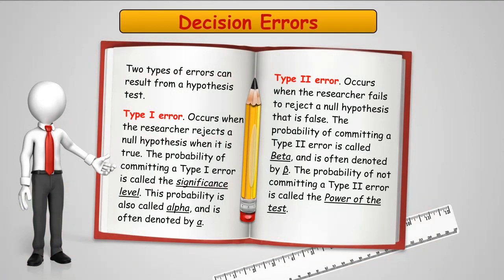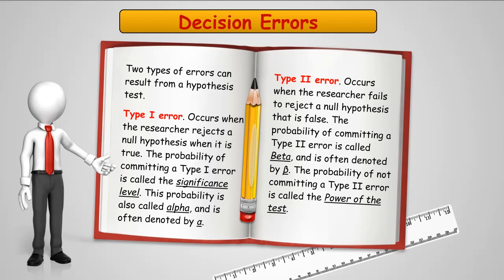Now, in hypothesis testing, we may actually be wrong. And there are two forms of being wrong when we try to reject the null hypothesis. A type 1 error occurs when a researcher rejects a null hypothesis when it is in fact true. The probability of committing a type 1 error is called the significance level, and it's denoted by the alpha symbol. And we'll talk more about why that's important.